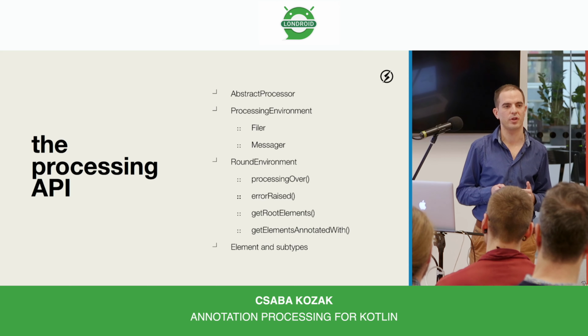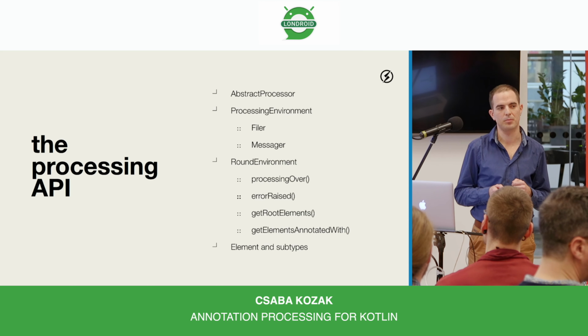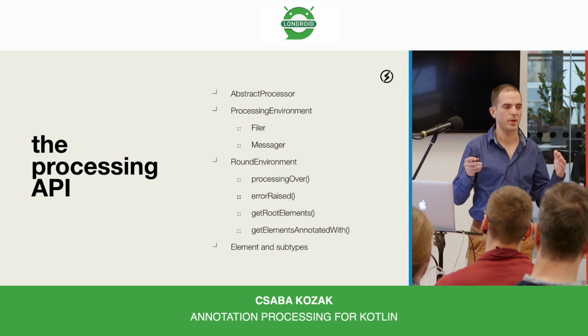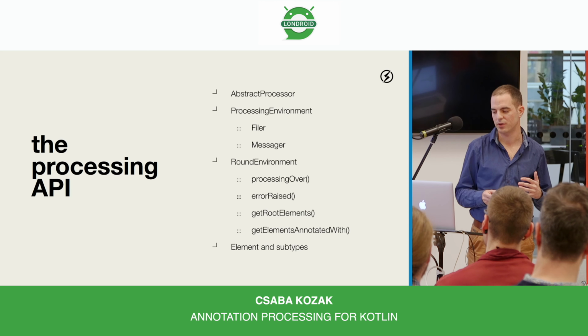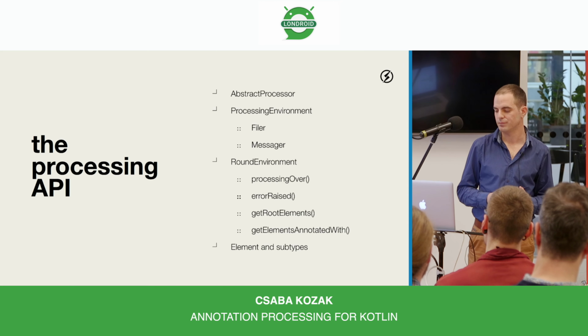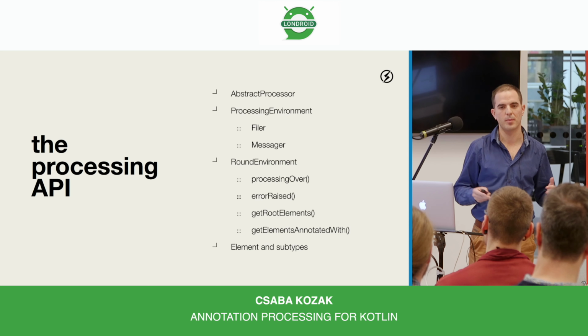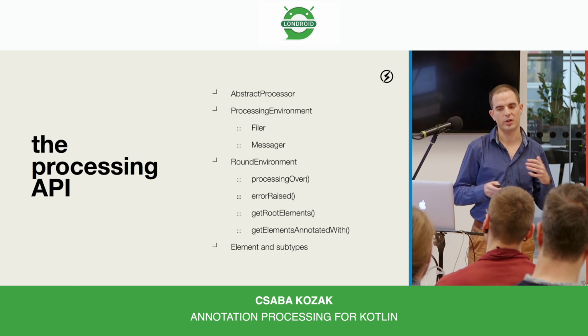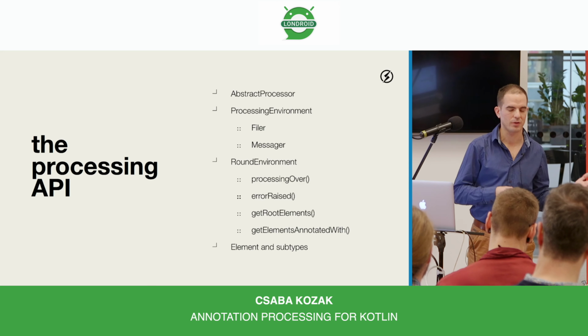For each annotation processing round, the round environment object will be created. There are several flags which can indicate whether the processing will be over in this round, or an error was raised in the previous annotation processing round. And with the last two functions, you can have the annotations and the elements of the structure of the code that you can deal with and process. And the whole source code will be modeled in the element interface and the subtypes, so you can visit the code and generate some generated code based on it.